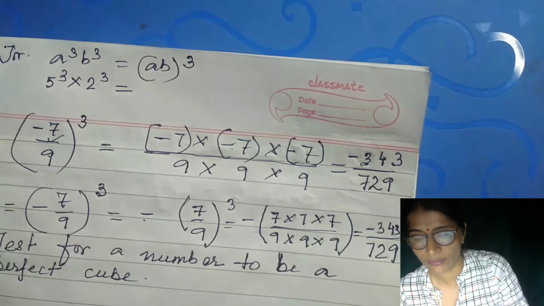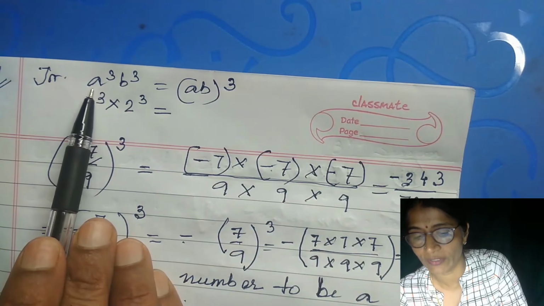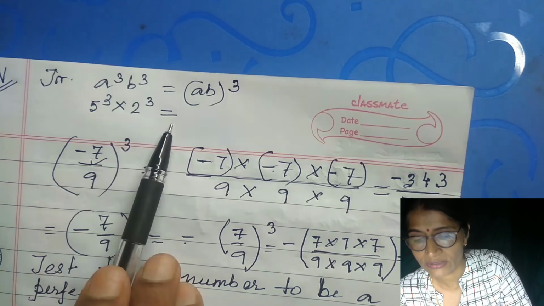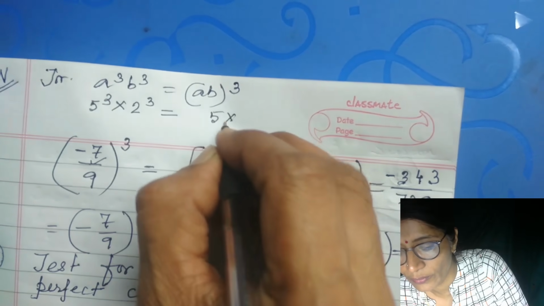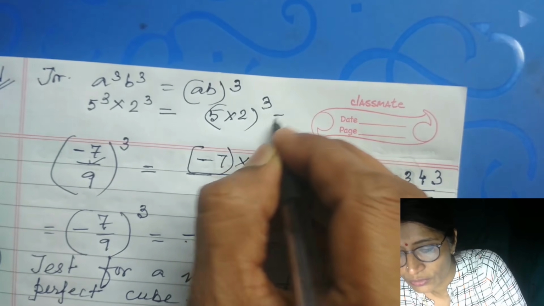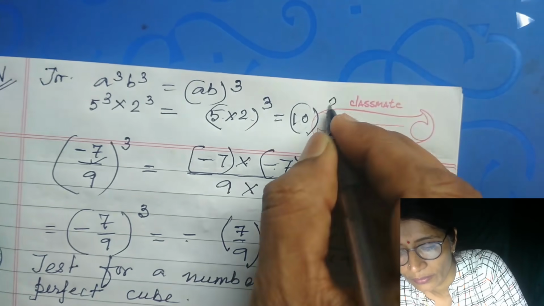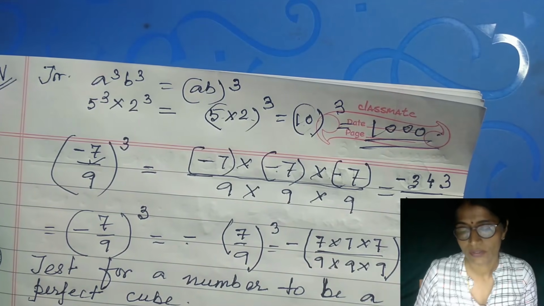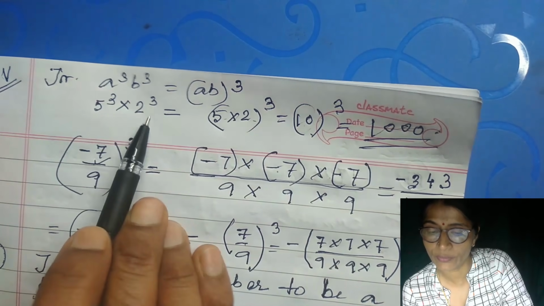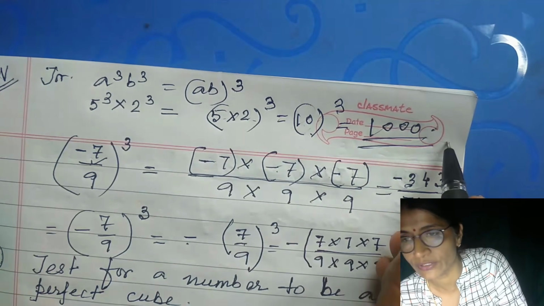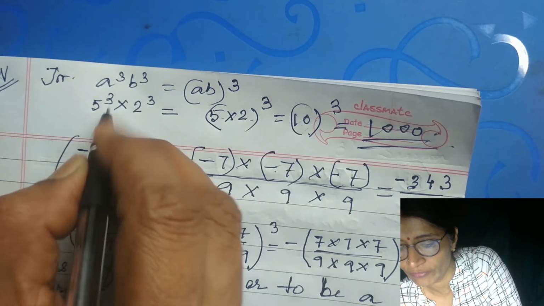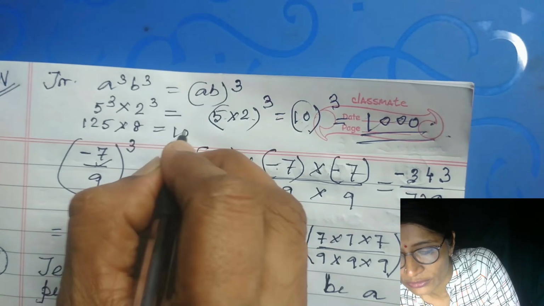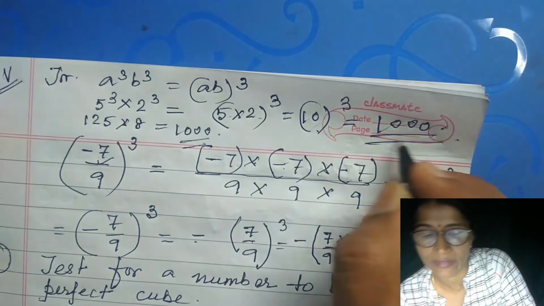One more thing I want to tell you: suppose you have to find the cube like this, 5 cube into 2 to the power 3. Then this is equal to 5 into 2 whole to the power 3. 5 twos are 10, 10 whole cube, and that is equal to 1000. If it is 5 cube into 2 cube, you can find it separately, then also it is 1000. 5 cube is 125 and 2 cube is 8, and that is equal to 1000. So in this way also it is 1000.